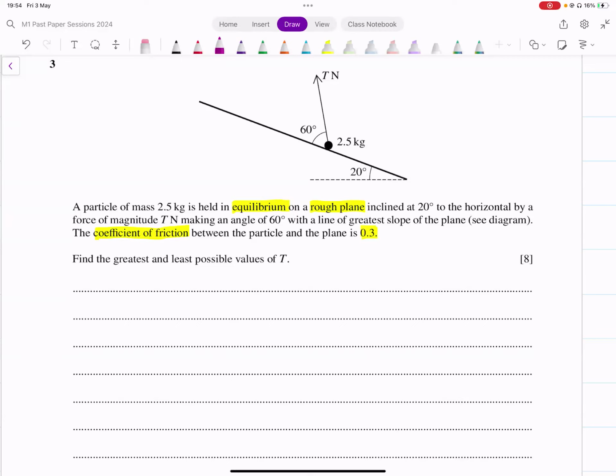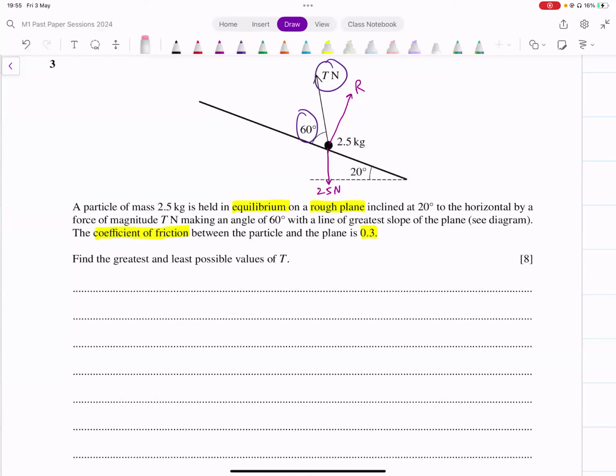What are the forces acting? One force is acting downwards, that's the weight of the object. 2.5 kilograms is mass. What's the weight? Weight is 25 Newton. There's reaction. Reaction acts perpendicular to the surface like this. There's tension here. And what else? There will be friction. Now, let's resolve tension first, and then we'll think about friction after that.